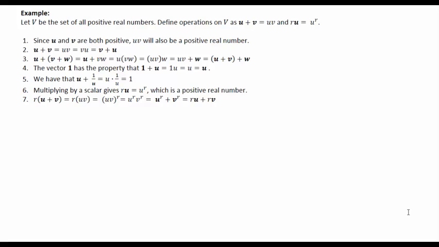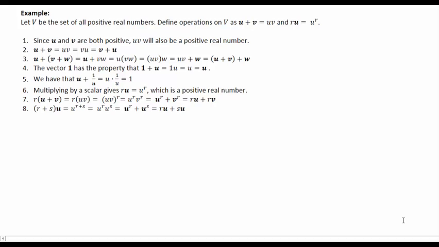The next is the first of the distributive properties. By definition, u plus v means uv, and multiplying that by a scalar is the same thing as raising it to an exponent. Properties of exponents say that that is u^r v^r, which, by definition of our operations, is the vector u to the r power plus the vector v to the r power. Using the definition of scalar multiplication, we get ru plus rv.